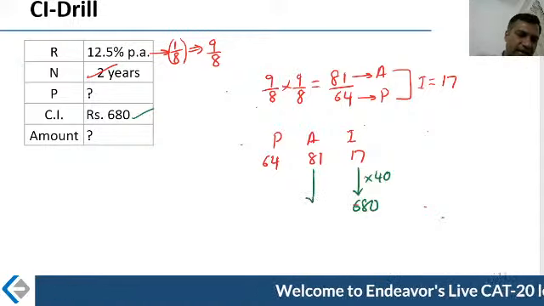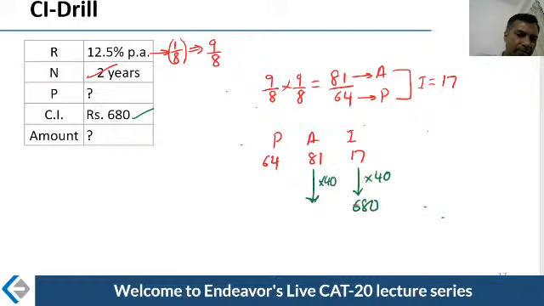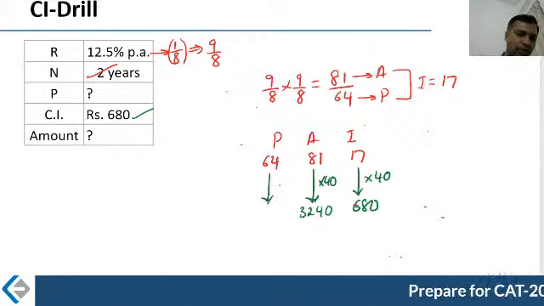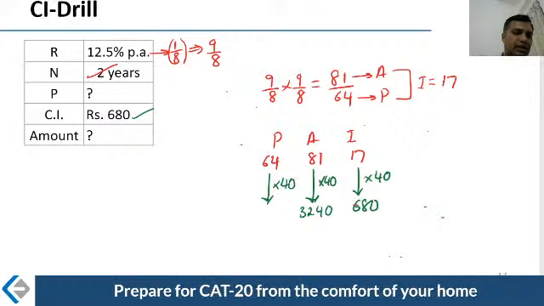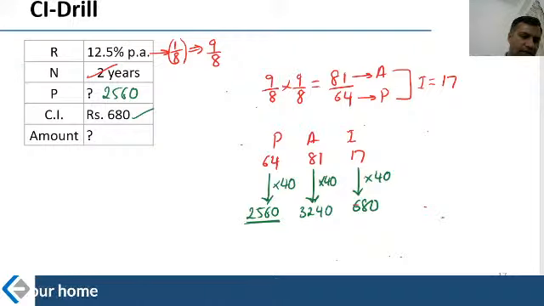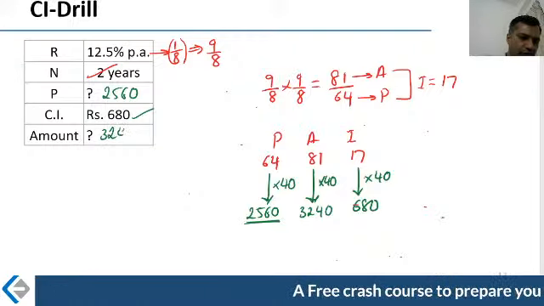So what should I do with this 81? Make 81 also 40 times, therefore it becomes 3240. That is the amount. Then make the principal also 40 times, which will become 2560. These are the numbers. You would have started with 2560, 680 is the compound interest, and 3240 is nothing but the amount.